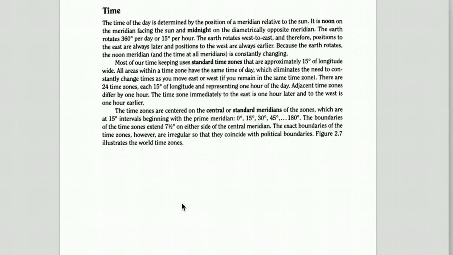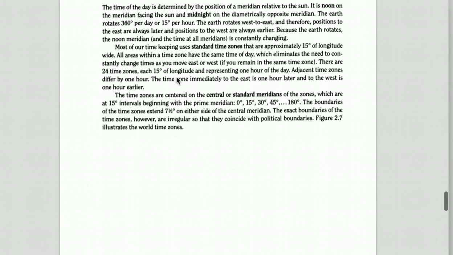Time. The time of day is determined by the position of a meridian relative to the sun. It is noon on the meridian facing the sun and midnight on the diametrically opposite meridian. The Earth rotates 360 degrees per day, or 15 degrees per hour. The Earth rotates west to east, and therefore positions to the east are always later, and positions to the west are always earlier. So the further you move east, the later in the day, you're going to add an hour, which I'll say in a second. And if you move west, you're going to be earlier.